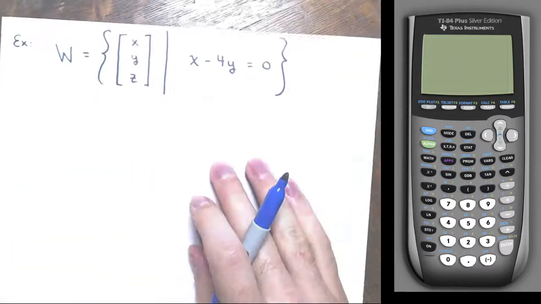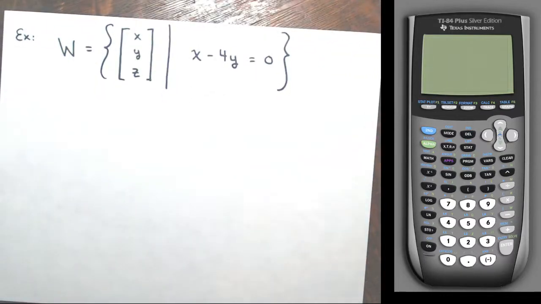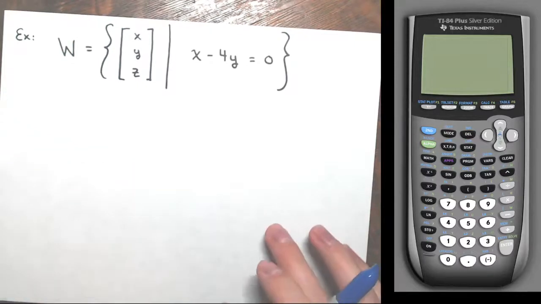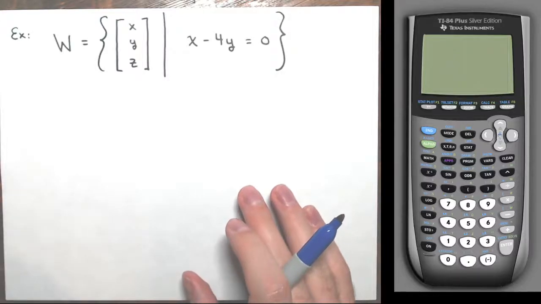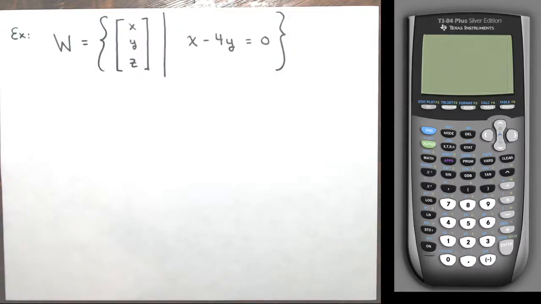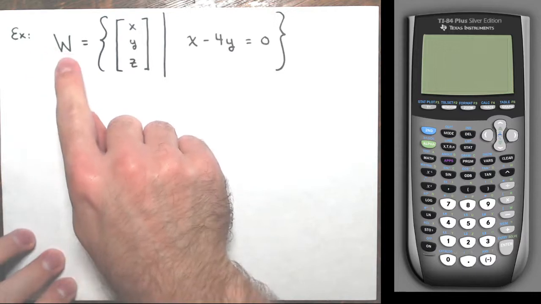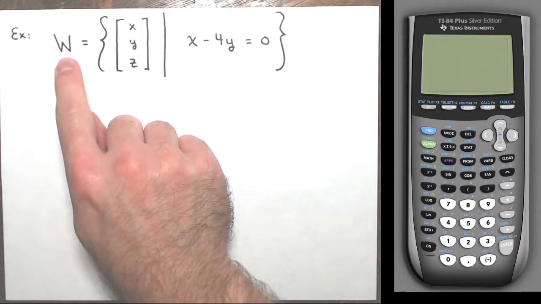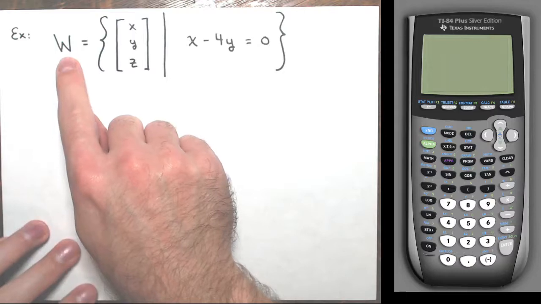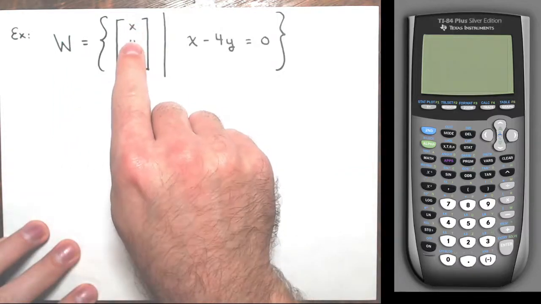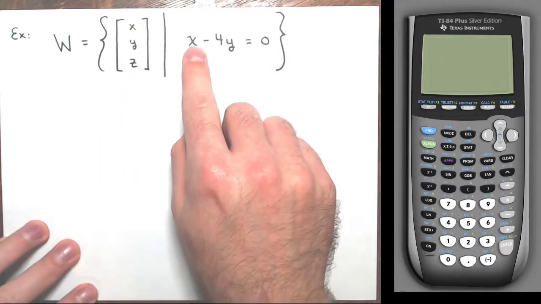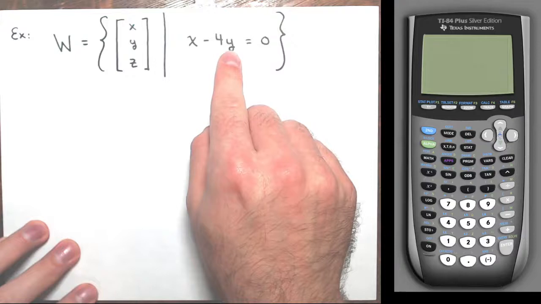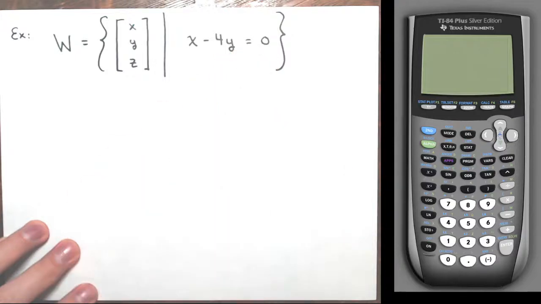All right, my next example. Again, I just have two more. Now we're in R3 though. I'm working with vectors in R3, subspaces of R3, three-dimensional space. So here, my subspace of R3 called W is made up of vectors with first component x, second component y, third component z, such that the first component minus 4 times the second component equals 0.